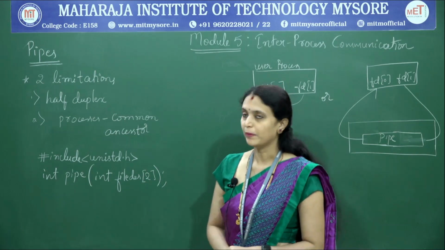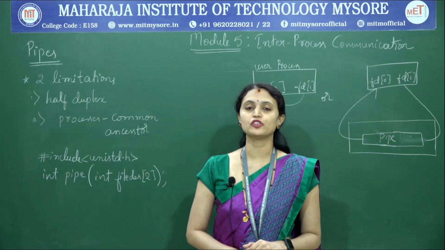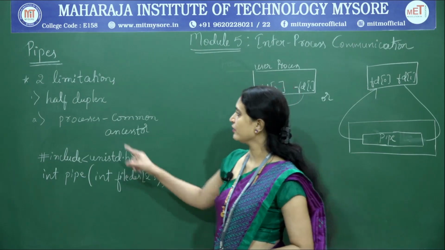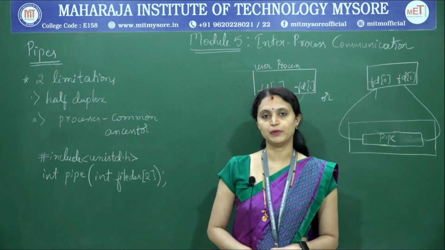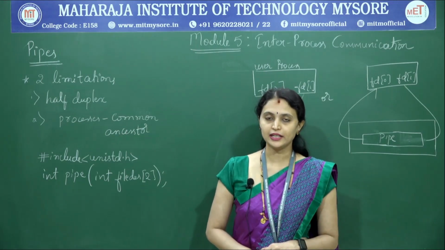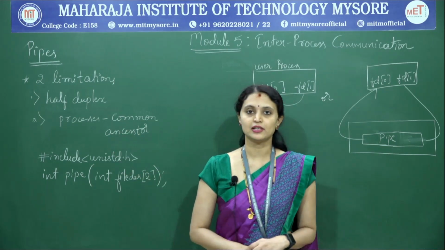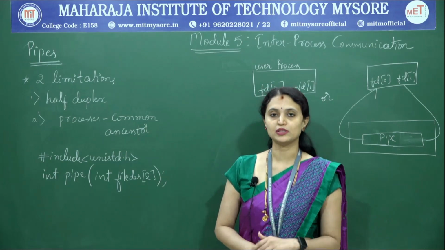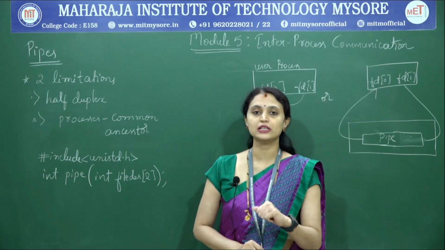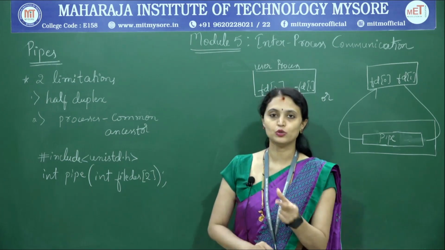The concept is pipes. Pipes are the oldest form of inter-process communication in the Unix system. They have two limitations. The first one is that pipes are half duplex. Historically, pipes are half duplex, that means the data flows in only one direction. The second limitation is that pipes can be used only between processes that have a common ancestor, that means they should be related to each other. Only in that case can there be inter-process communication by means of pipes.